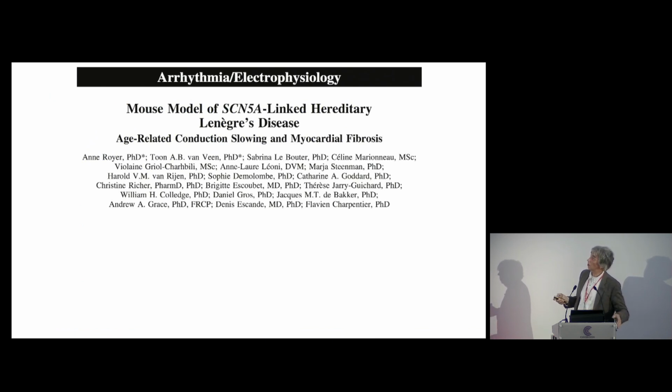Age-related conduction slowing has also been shown in mouse models. I'm not showing the data now, but mouse models clearly show conduction slowing over age. And in this mouse model, which you cannot do in humans obviously, they showed the development of myocardial fibrosis, and that probably is the reason that conduction slowing increases over age.